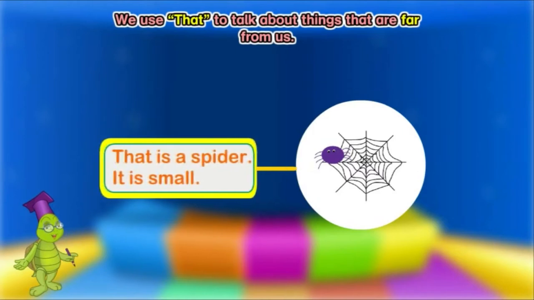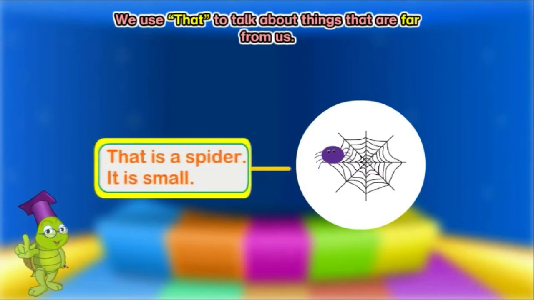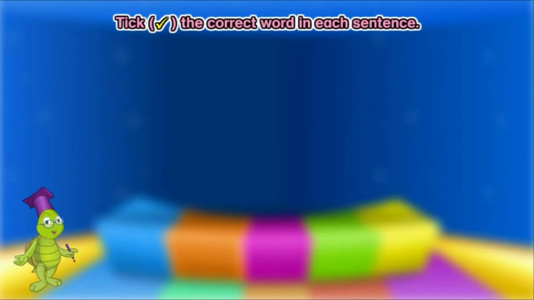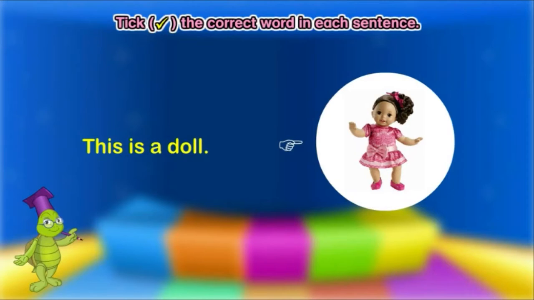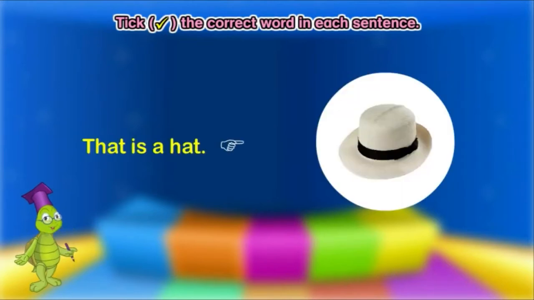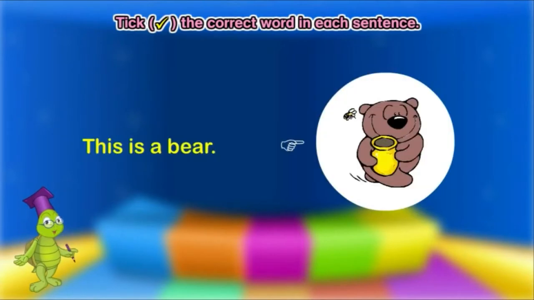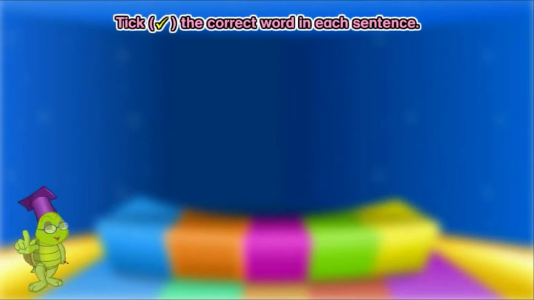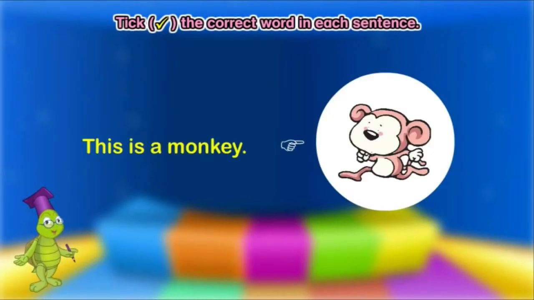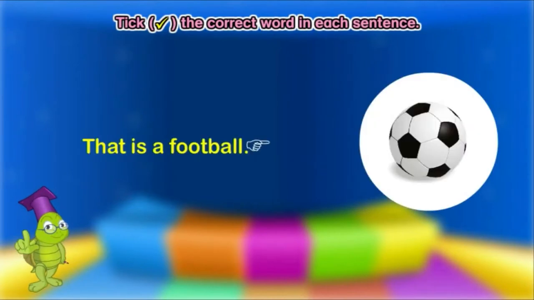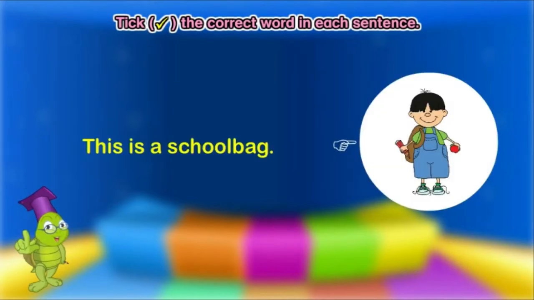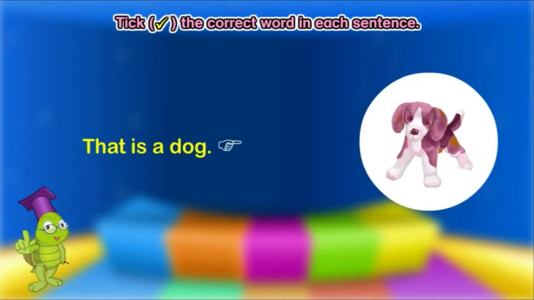That is a web. It is small. Choose the correct word in each sentence. This is a doll. That is a hat. That is a chair. This is a bear. This is a monkey. That is a football. This is a school bag. That is a dog.